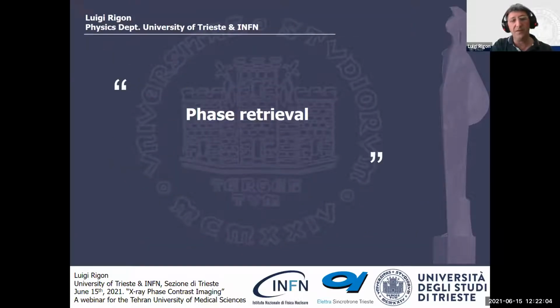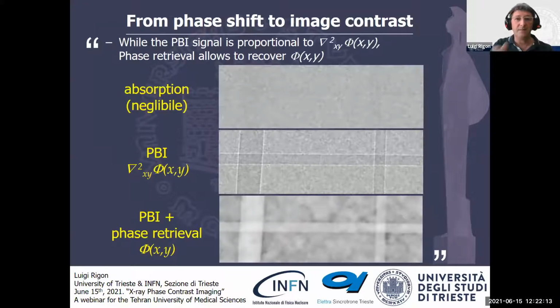There is one more thing I would like to say about this technique: the possibility to add phase retrieval. To show you what I mean, I'm taking a very simple example. These are nylon wires. This is the absorption image. You basically don't see them, right? You see just noise. While if you use propagation-based imaging, you can see this signal that is proportional to the second spatial derivative. And so you see again very clearly the edges, and you visualize these nylon wires. But again, you see just the edges.